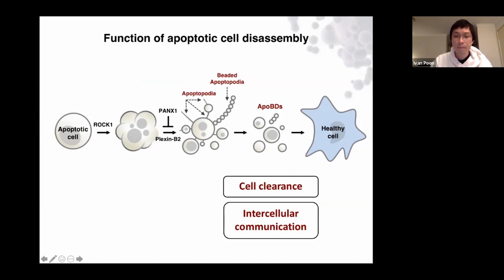The next part is we try and understand why we actually need cells to break apart. And we look at this in 2 different scenarios. So one is to look at this in the area of cell clearance, because it has been hypothesized for a very long time that when cells do break apart, it's a way to aid cells being removed by the phagocytic system. Obviously, we're also trying to see whether those fragments of the dying cells do play a role in intercellular communication as well.